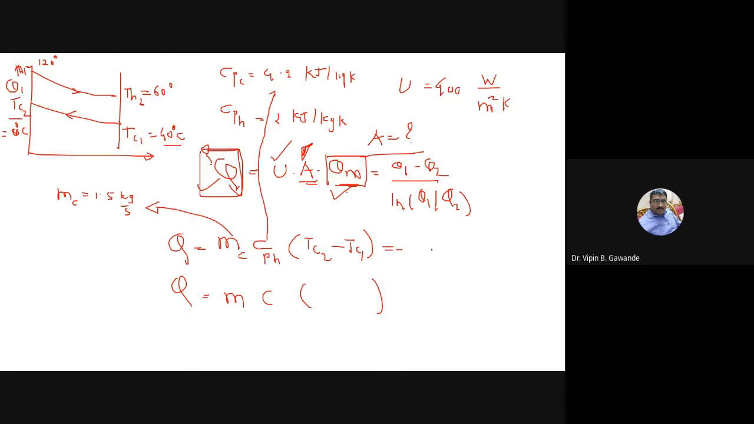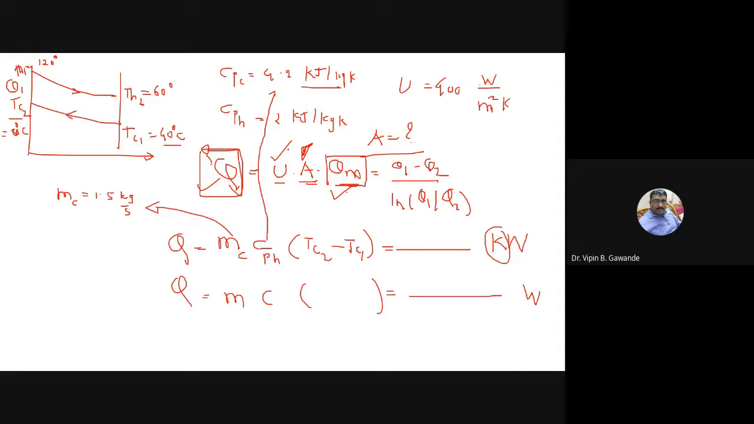But you will get the value in kilowatt. Remember, this will come in kilowatt. And here U is given in watt. So this value should be in watt, so you have to convert this value into watt. This is the only care you have to take while calculating. Why will this value come in kilowatt? Because Cp is in kilojoule per kg Kelvin. Otherwise you multiply by 10 raised to the power 3, and you will get the value in watt.